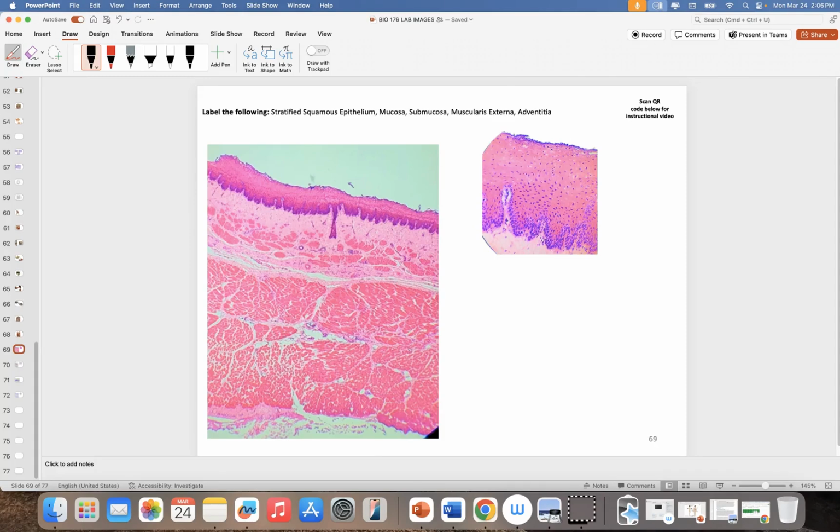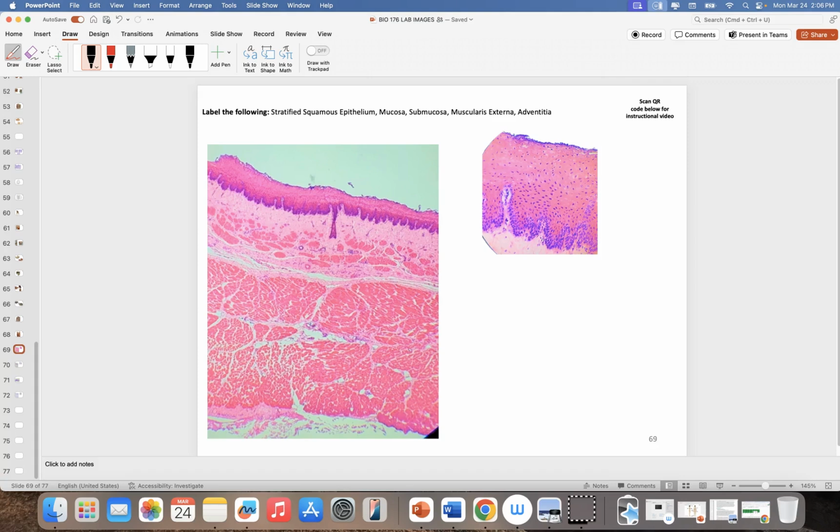Let's go ahead and take a look at the esophagus underneath the microscope. We're actually going to look at the histology of the esophagus, the stomach, the small intestine, and the large intestine. And when we look at the histology of these organs, we're going to see that they have similar layers.